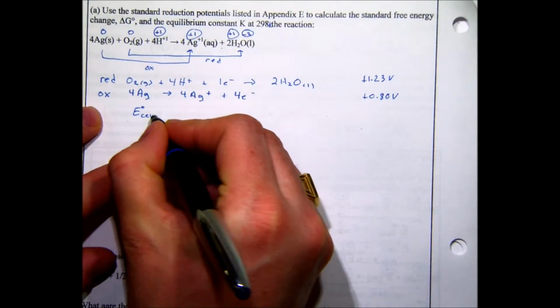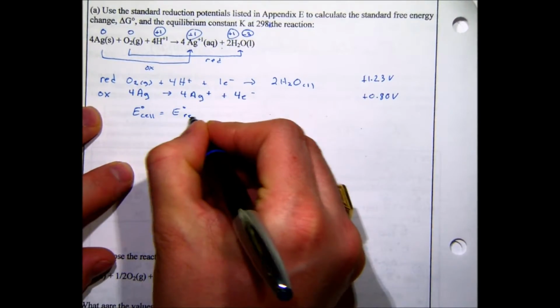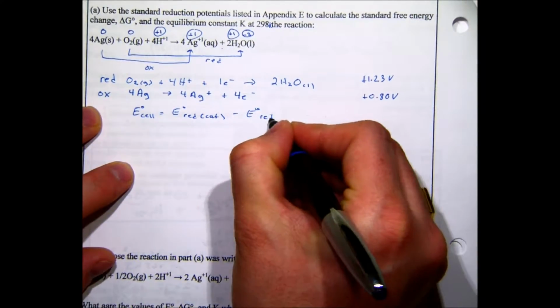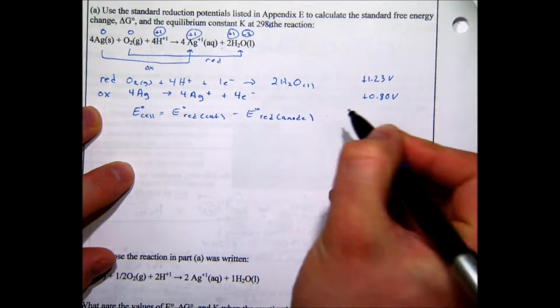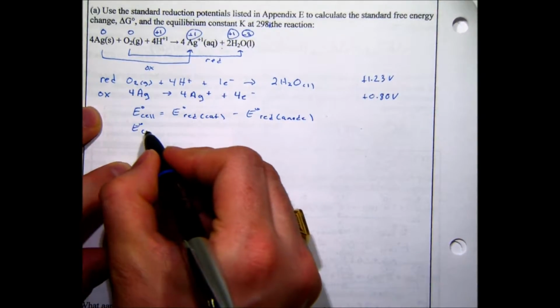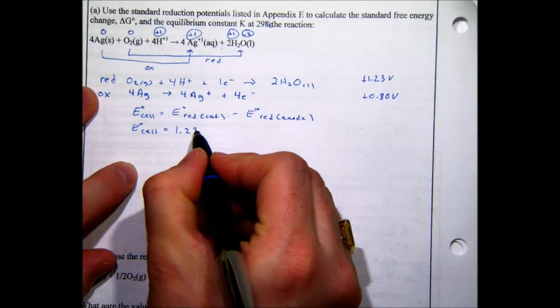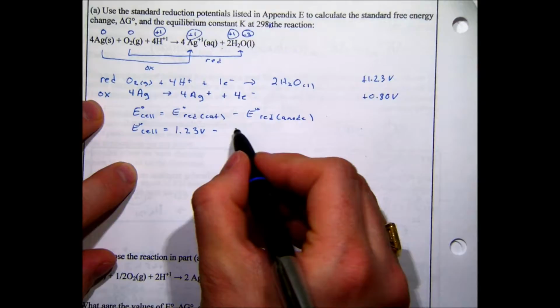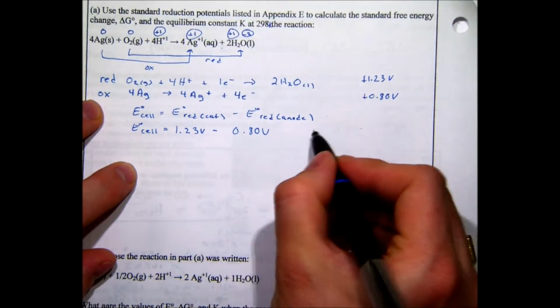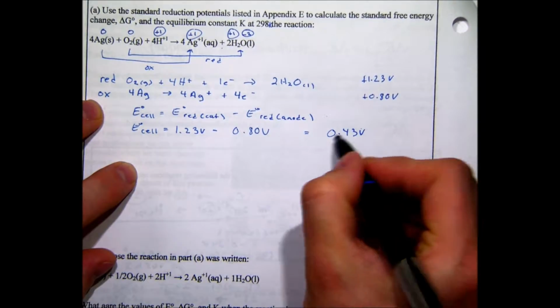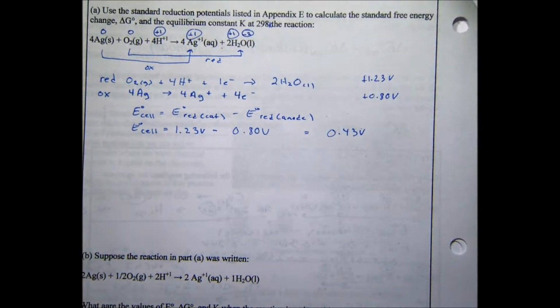So Ecell is the standard state reduction potential for the cathode minus the standard state reduction potential for the anode. So cathode is reduction, 1.23 volts minus 0.43 volts. So now we have standard cell potential. Again, it's the same method every time.